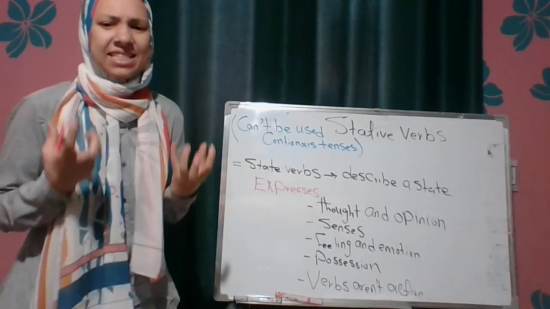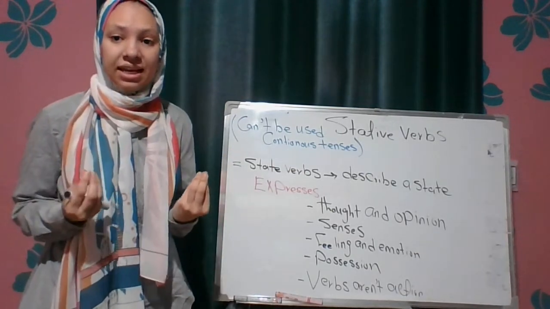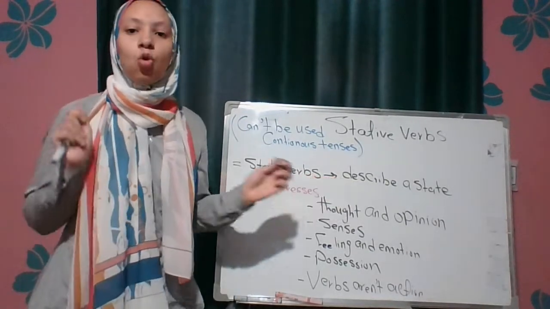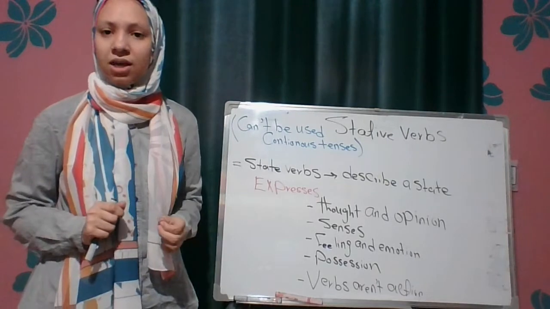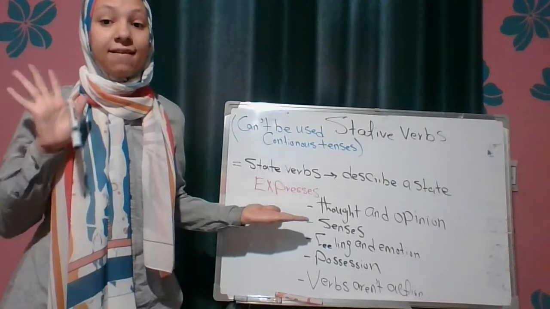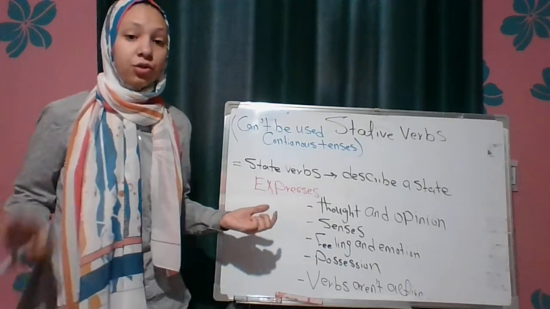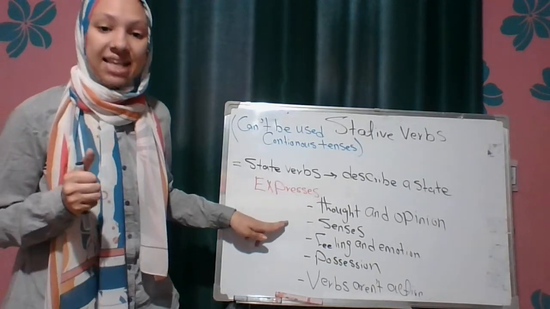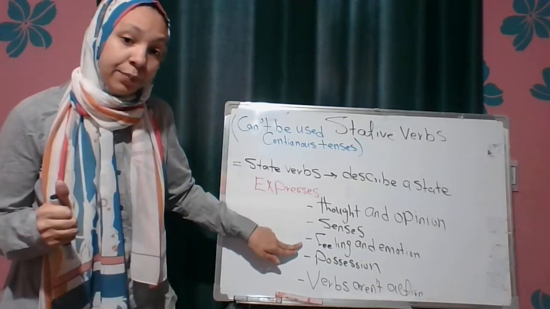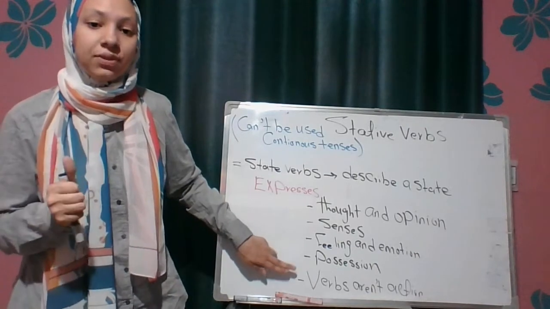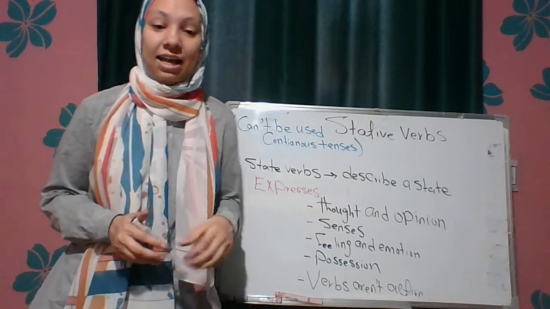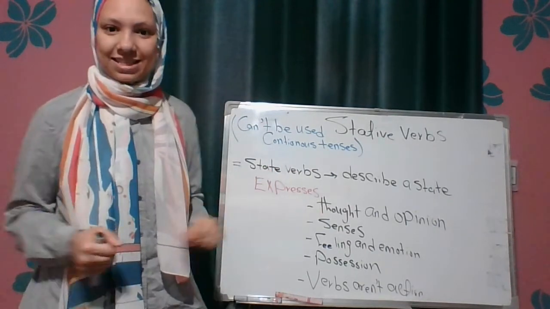Okay, so stative verbs are the same as state verbs. They describe a state rather than an action. And they express 5 categories. Those 5 categories are thoughts and opinion, senses, feeling and emotion, position, and verbs that aren't in action. And we will learn them through the lesson.